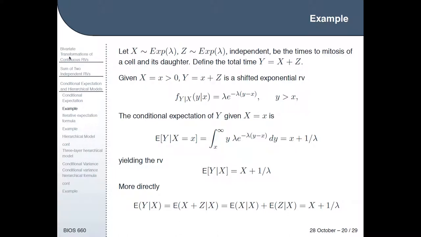And you could also compute this, as I said, directly by just taking the definition of y. The expected value of y given x is just the expected value of x plus z given x, which we split up into two pieces. The expected value of x given x, well, given x, x is just a constant, so that's equal to x. And then the expected value of z given x: z and x are defined to be independent, so the expected value of z given x is just the expected value of z, which is 1 over lambda.